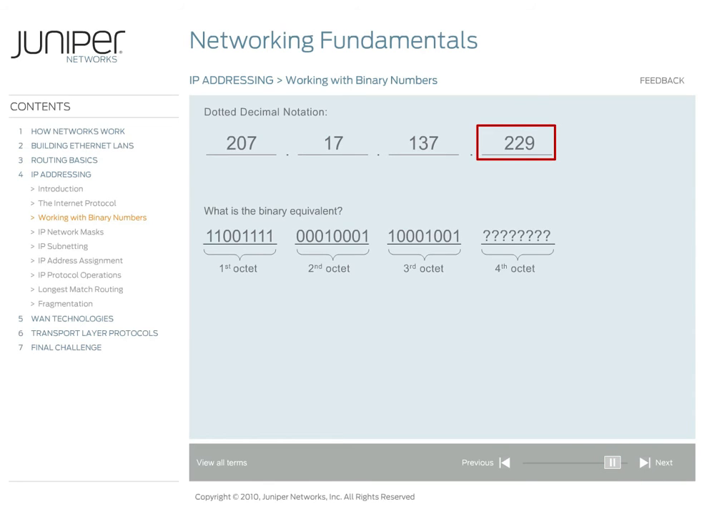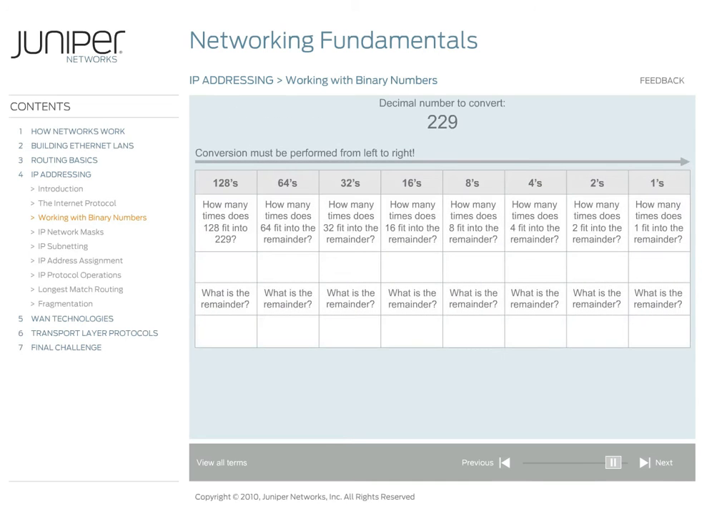Now you'll determine the binary equivalent of the fourth and last octet. Use the table on screen to calculate the binary equivalent of 229. When you have the answer, click Check Answer.